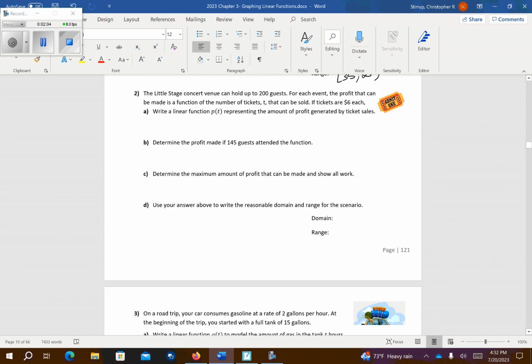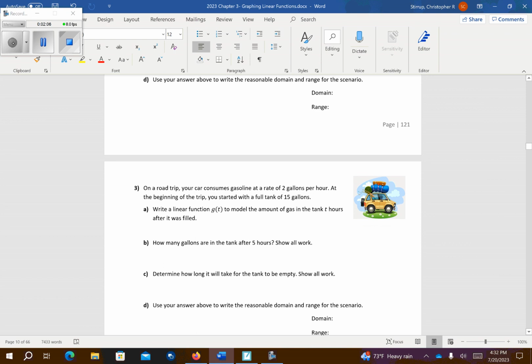And let's go down to number 3. Number 3 says, on a road trip, your car consumes gasoline at a rate of 2 gallons per hour. At the beginning of the trip, you started with 15 gallons in your tank. So write a function. So G(T). So you're going to do 2 gallons per hour, and you started with 15 gallons.